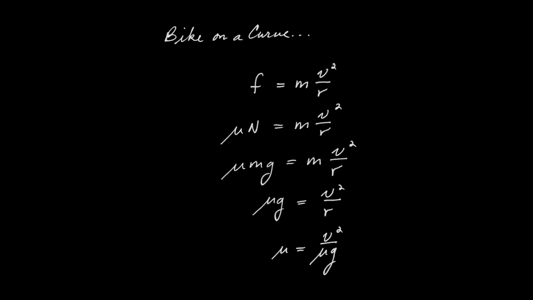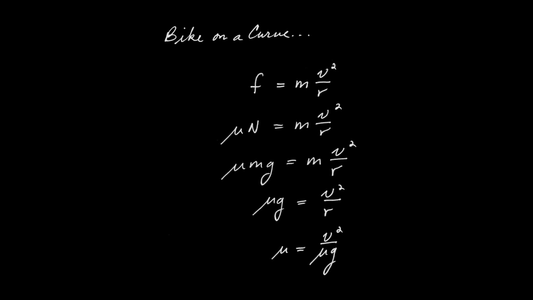This next one is really just taking the first one a bit further. Instead of a car going around a curve, this is a bicycle going around a curve. The physics is identically the same. Because just as it is the friction force that makes it possible for a car to negotiate a curve, it is the friction force that makes it possible for a bike to go around.